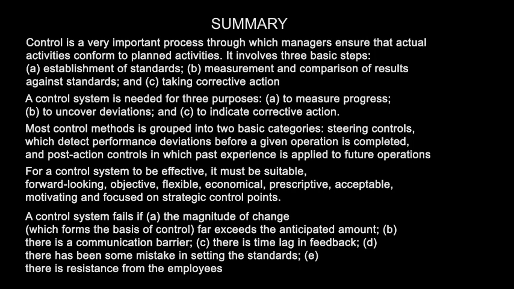Most control methods are grouped into 2 basic categories: steering controls, which detect performance deviations before a given operation is completed, and post-action controls, in which past experience is applied to future operations. For a control system to be effective, it must be suitable, forward-looking, objective, flexible, economical, prescriptive, acceptable, motivating, and focused on strategic control points.